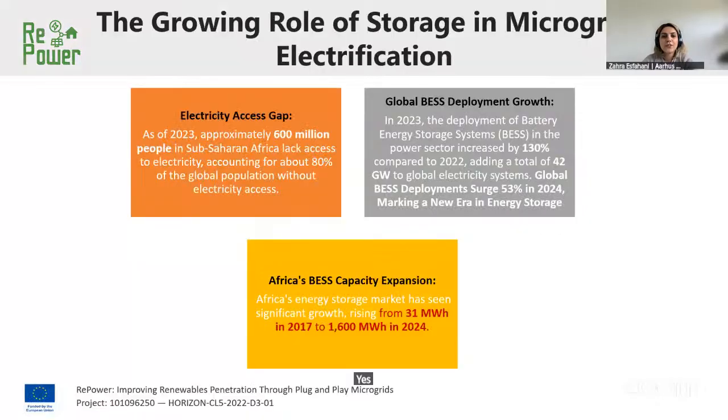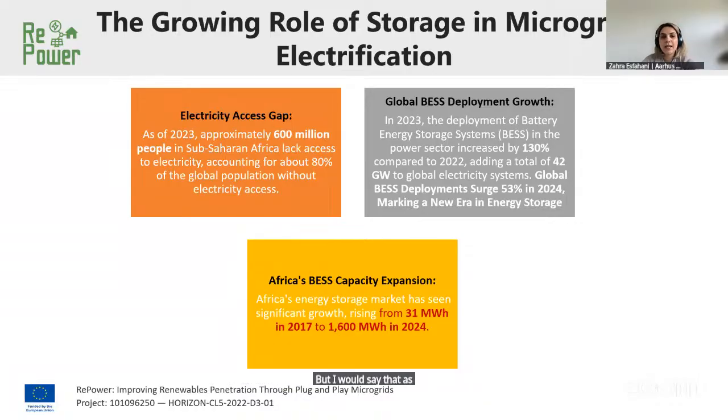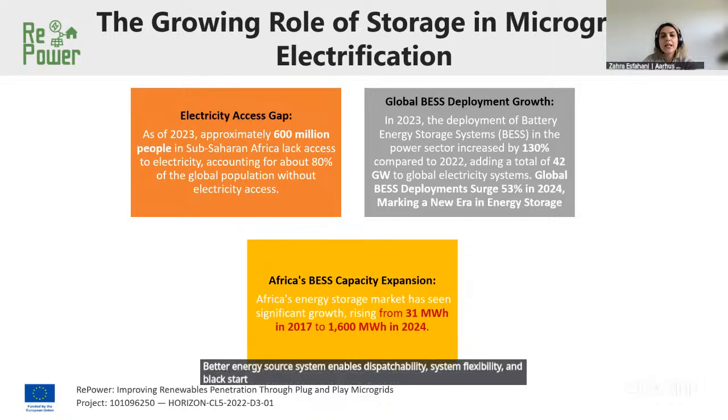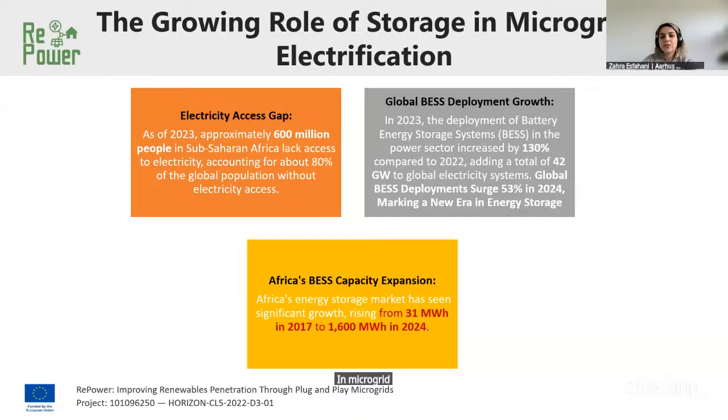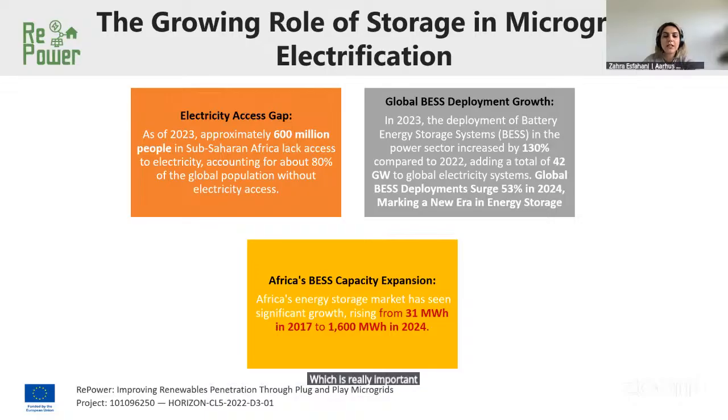For the next slide, these are some statistics from the references that I brought here for you. As renewable energy expands, storage is no longer a backup. I would say it's a backbone for the microgrid system. Battery energy storage systems enable dispatchability, system flexibility, and black start capabilities. In microgrids, particularly in rural areas, battery energy storage systems provide the buffer to match intermittent solar generation with variable demand, which is really important, and I will talk about it later.